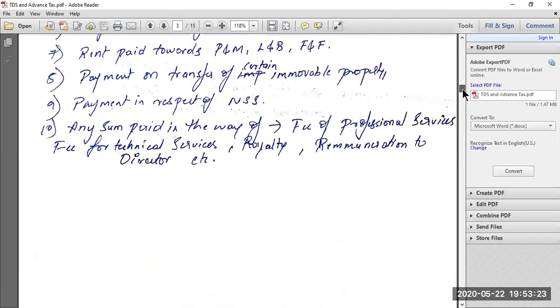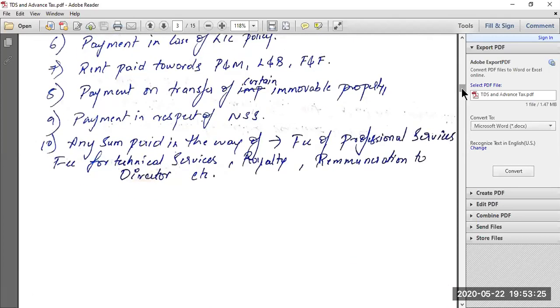Then again, if there is any sum paid in the way of fees for professional services, fees for technical services, payment of royalty, remuneration to director or fees to director, in all these cases of payments, again certain percentages of TDS would be mandatorily deducted. So in case of all these incomes and payments, compulsorily a certain percentage of TDS would be deducted.